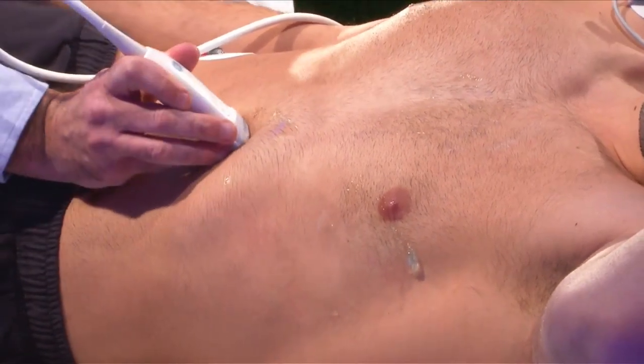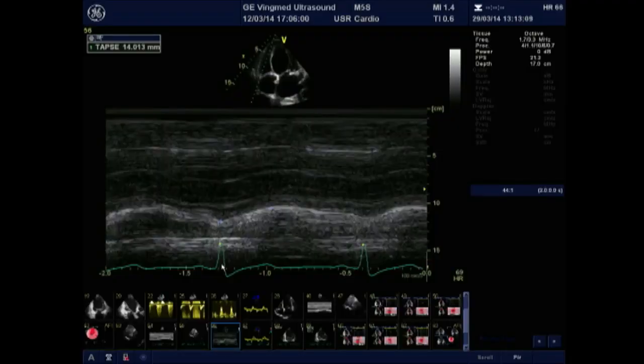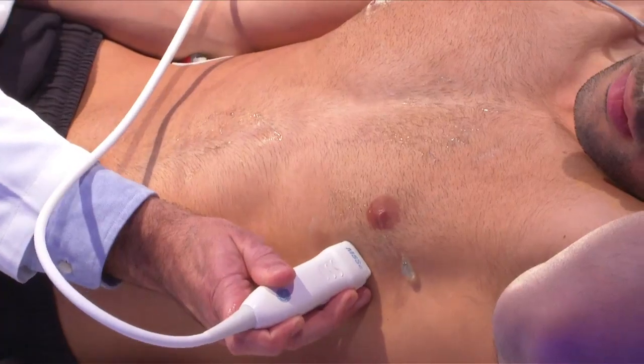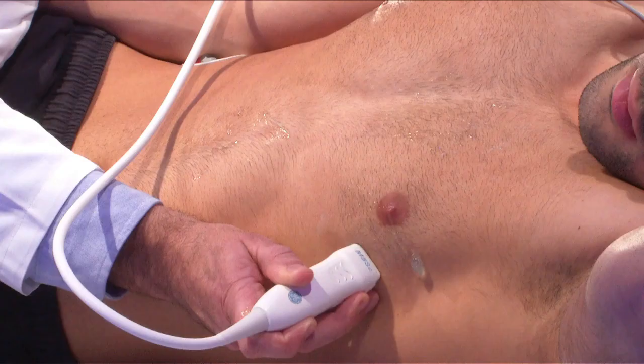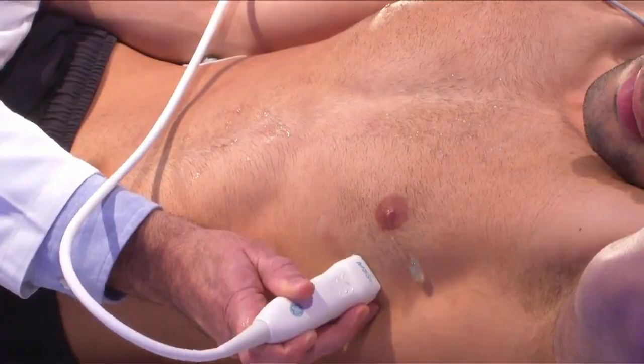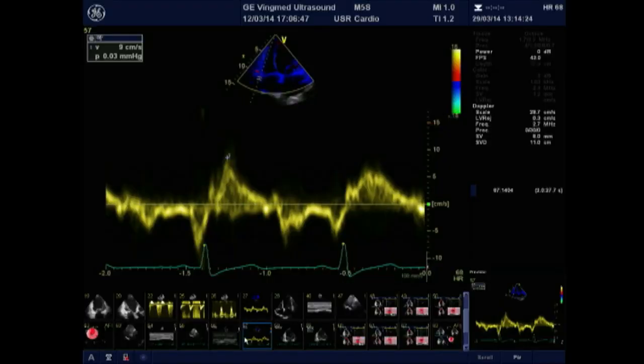This is the right ventricular assessment of TAPSE, which is 14, showing us that right ventricular systolic function is also depressed in this patient. Continuing the assessment of right ventricular function in dilated cardiomyopathy, we can confirm that tricuspid systolic velocity is low, 9 centimeters per second, which is decreased.